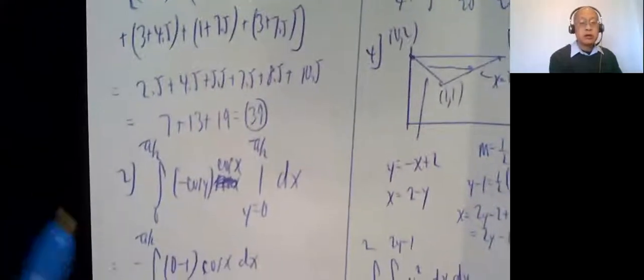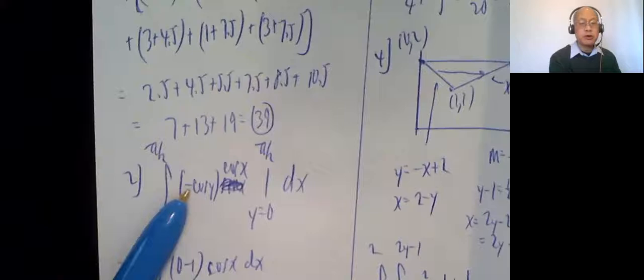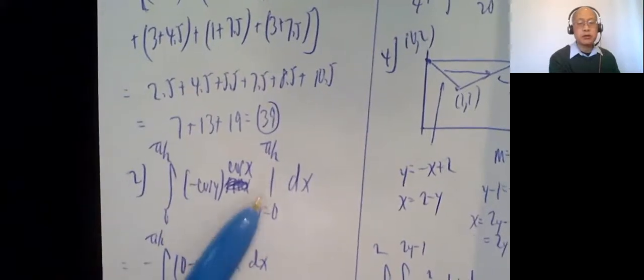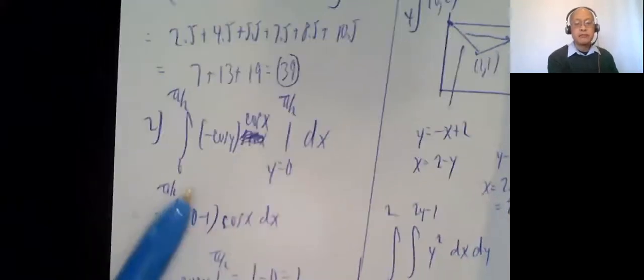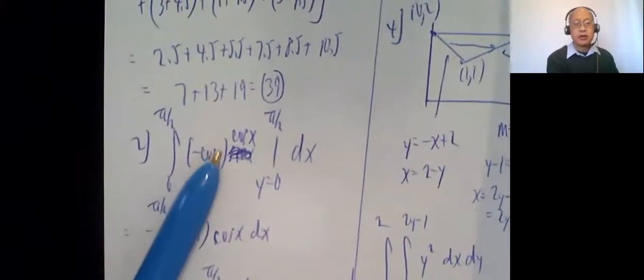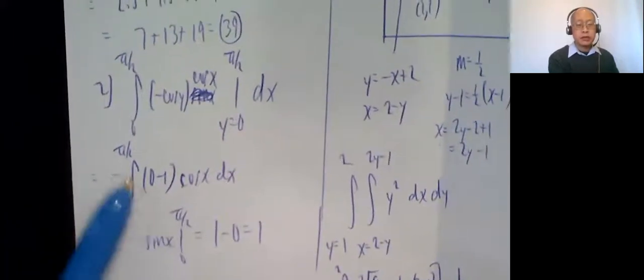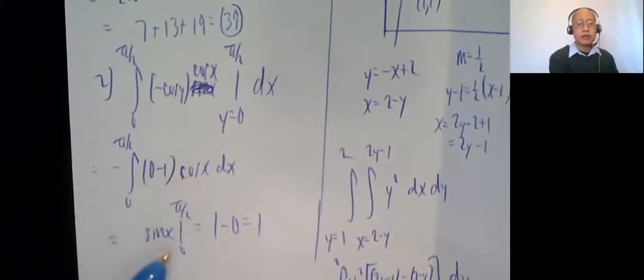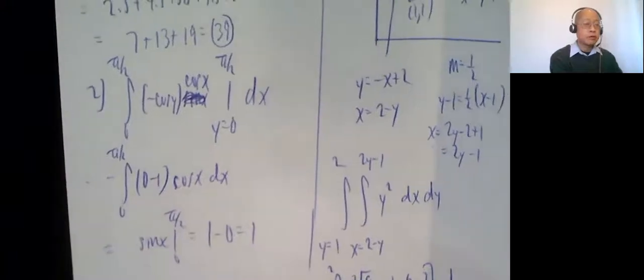Number 2, so integral from 0 to pi over 2 of negative cosine y cosine x, y goes from 0 to pi over 2, dx. So that's the negative of 0 minus 1, which is basically 1. So I'm just integrating cosine of x from 0 to pi over 2, sine of x, 1 minus 0, or 1.